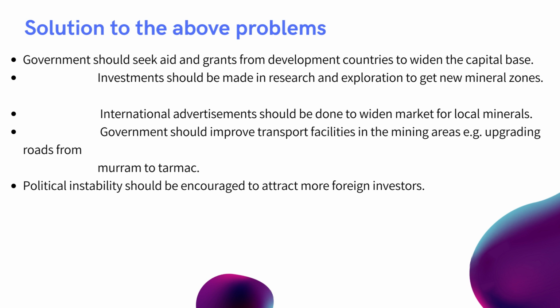We're also looking at doing more advertisement to boost the markets for our local minerals. Government should also improve transport facilities in these mining areas, to upgrade roads for easy transportation through murram and tarmac. We should also improve on the security so that we avoid the political instabilities that are affecting the mining sector. Also, we should have a map that is able to show the minerals and location of minerals in countries of East Africa. We should have a mineral map that is given to an investor whoever comes, and is able to see where a mineral is located.